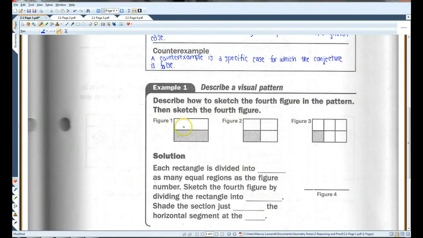Alright, so for example, describe how to sketch the fourth figure in the pattern, then sketch the fourth figure. Okay, so figure 1, it looks like it's divided in half. Figure 2, it's divided into 4. Figure 3, it's divided further. So each rectangle is divided into twice as many equal regions as the figure number. So in figure 1, it's divided into 2. Figure 2, it's divided into 4. Figure 3, it's divided into 6.